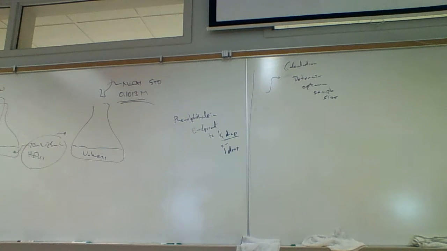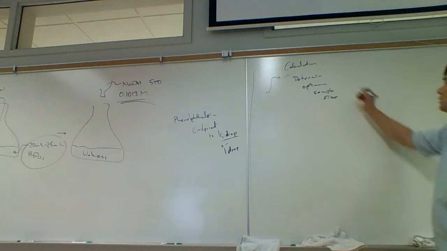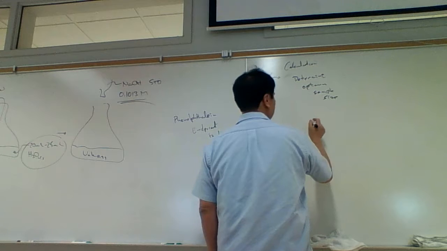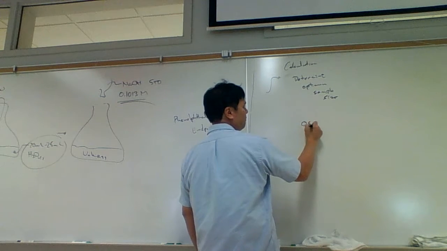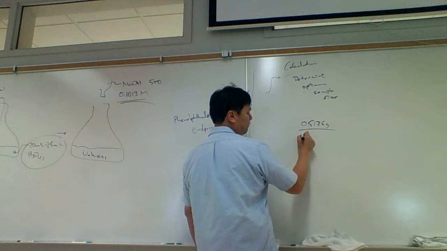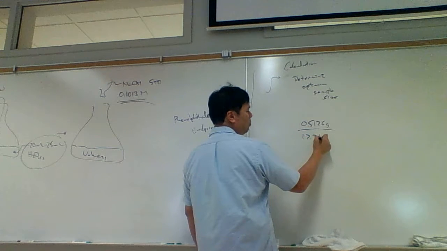And so this experiment, if you don't understand it, then make sure you understand it. And what is it? It is just an exercise in collecting data. That's all we're going to try to do, is to collect decent data. And so we're going to determine the optimum sample size. Let's say that I had 0.5126 grams, and this took 12.31 milliliters.